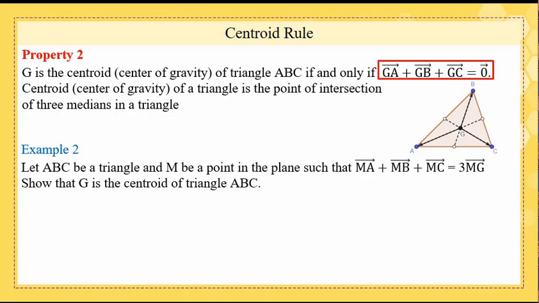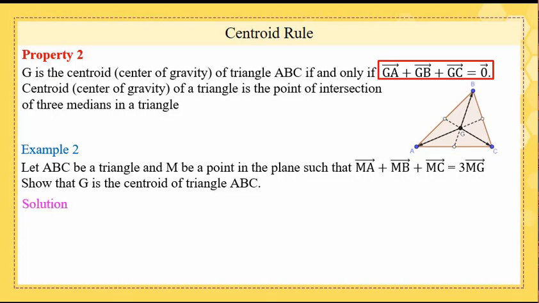Example. Let ABC be a triangle and M a point in the plane such that MA vector plus MB vector plus MC vector equals 3MG vector. Show that G is the centroid of triangle ABC. As we said before, if G is the centroid of triangle ABC, then we need to show that GA vector plus GB vector plus GC vector equals 0.